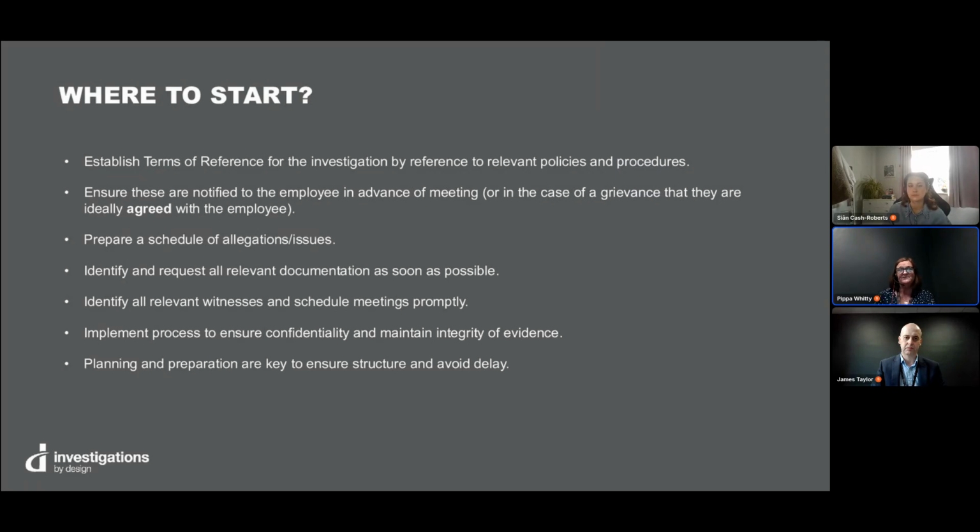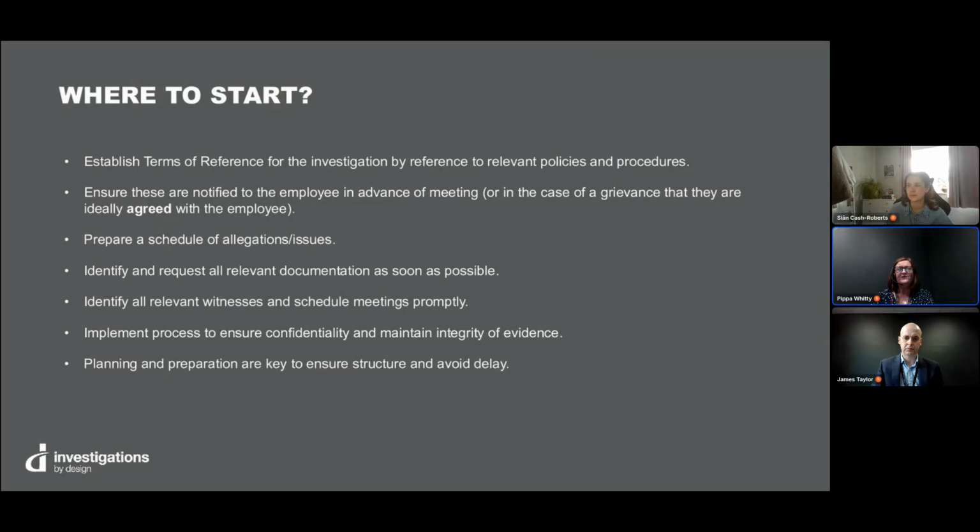Clarity at this stage is the most important because it reduces delay and minimises the risk of challenge later. If the issues are unclear, the investigation can quickly drift, expand unnecessarily or fail to address all of the relevant concerns. So focus helps ensure the process remains fair, proportionate and manageable.